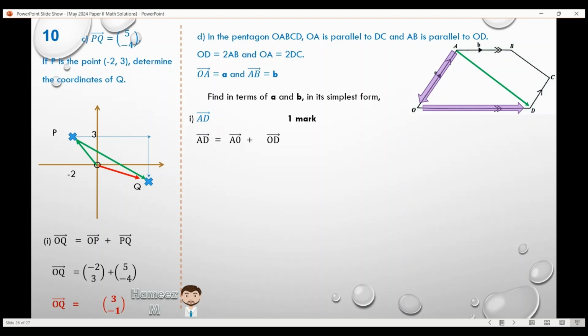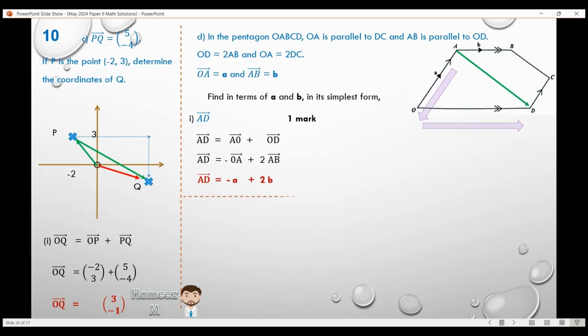And we don't really have AO, but we have OA. And what's the difference? The difference is the direction will be opposite. So how do we say that? Well, we say minus OA plus, and OD is 2AB, which is given in the second line above. So now we can substitute. We know OA, that is A, and AB is B. So AD is minus A plus 2B.